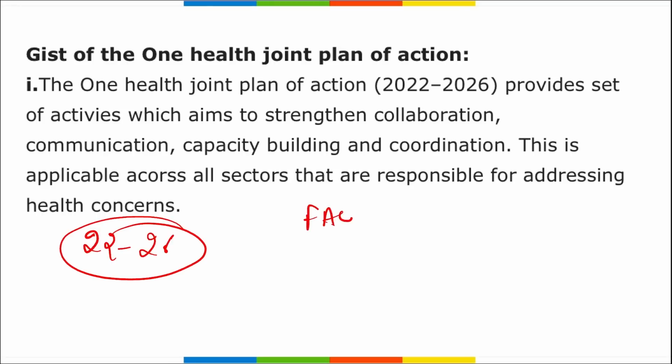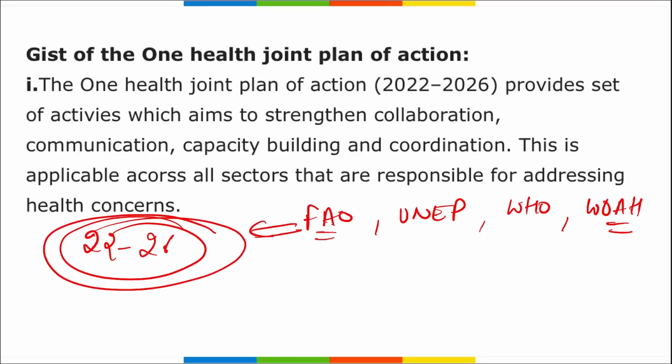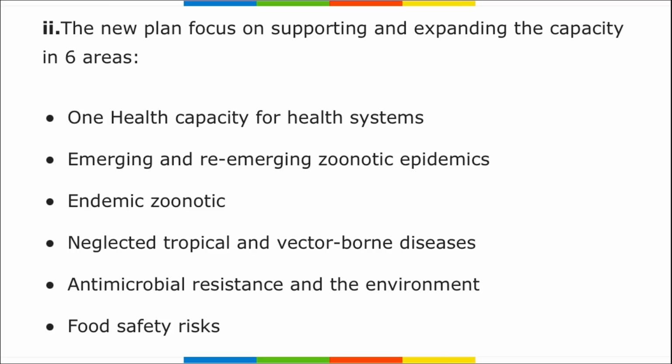These 4 organizations are the Food and Agriculture Organization, FAO, a part of the United Nations. Then your UNEP, the United Nations Environment Programme. Then your WHO, World Health Organization, and the fourth is the World Organization for Animal Health. These 4 came together to launch this One Health Joint Plan of Action, to be implemented between 2022 and 2026. It provides various activities that aim to strengthen collaboration, communication and coordination. Here basically 6 areas are focused on.